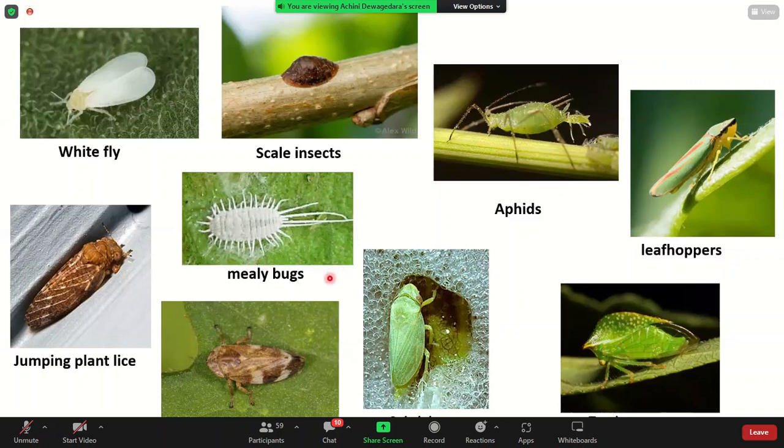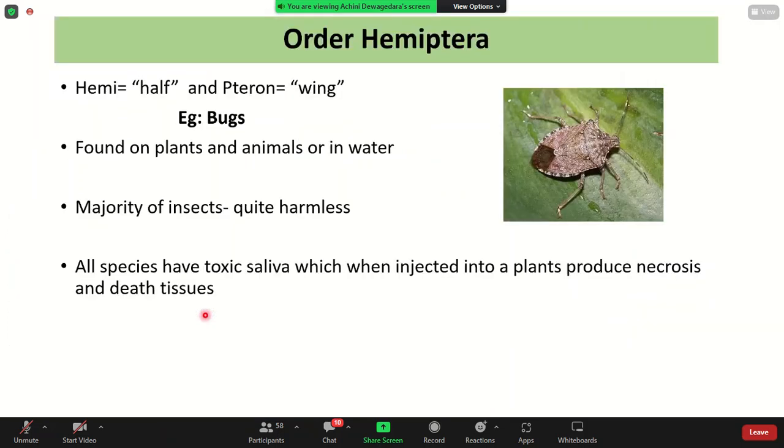Who is this? Mealybug. Bug. Right? So I think you all know about this mealybug. It's a very common pest found in all the plants, crops that we cultivate. Right? Okay. We will discuss about some examples later.